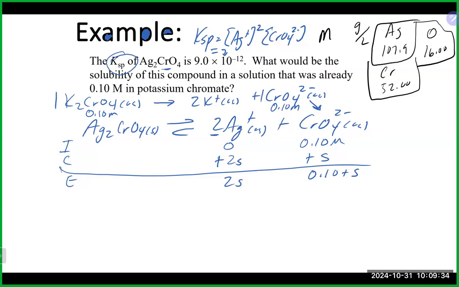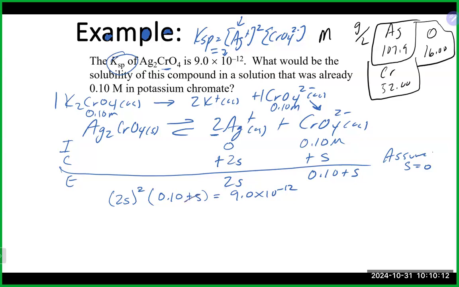All right, like normal, we're gonna slap that thing right into our KSP expression here, and that's gonna give us 2s squared times 0.1 plus s equals our 9 times 10 to the minus 12. Once again, here you can make an assumption here that s is equal to 0. In most cases, you should still really check it. I may have skipped checking it last time, but you really should check it. But I would say probably in most cases you're going to be okay because these KSP values are really small. So usually you're in good shape.